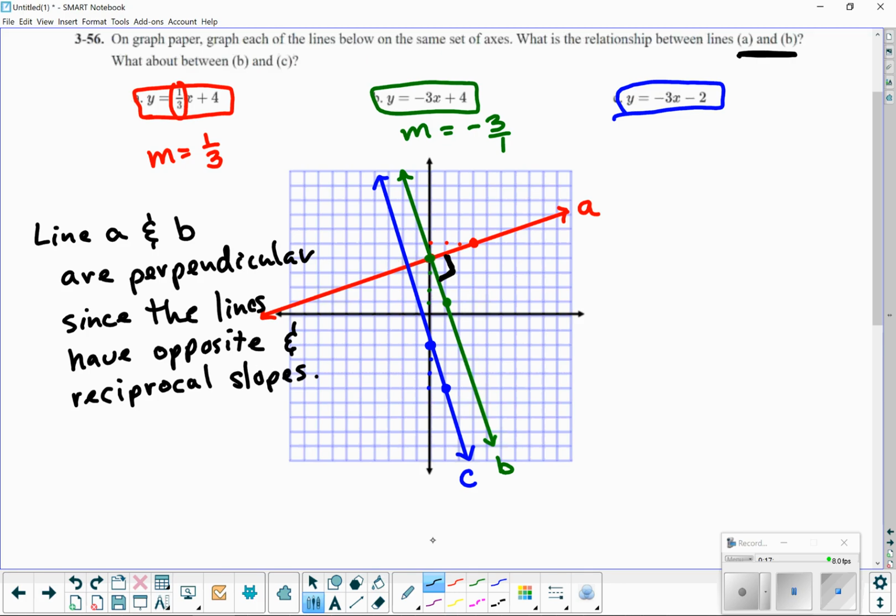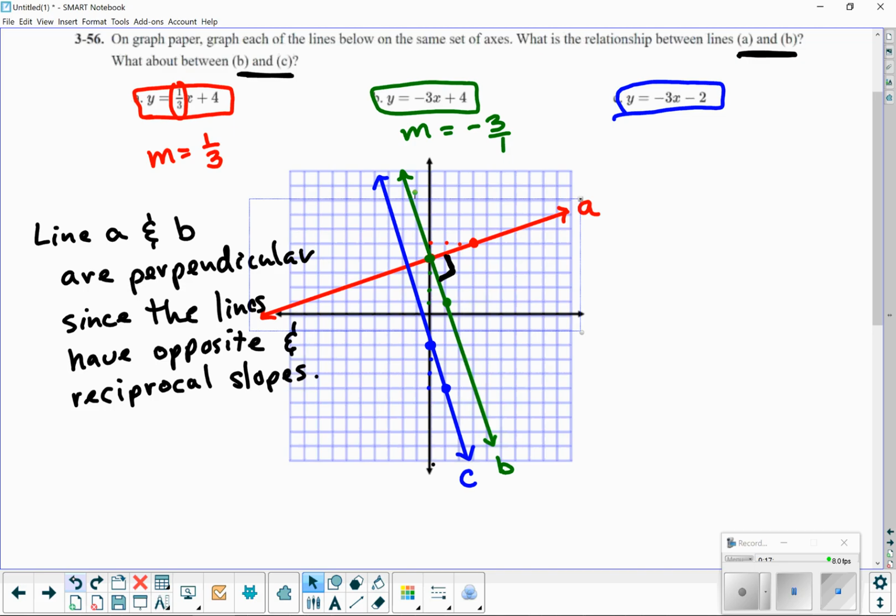So, part B, what about the relationship between B and C? You look at B and C, they're green and blue. I'll take out the red one for a bit. Look at B and C. They look parallel. Okay, so I'll put the red one back.